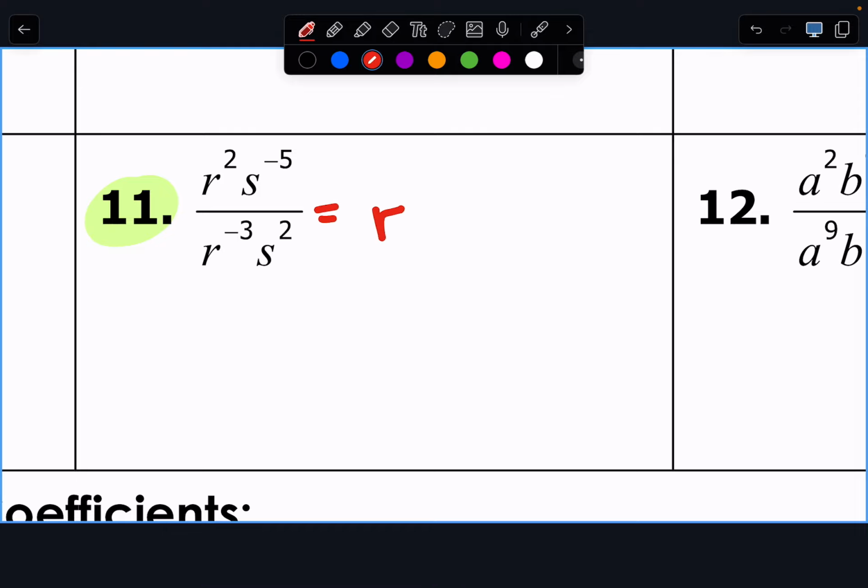Okay, with our R's, what happens when we take 2 minus negative 3? It would be positive 5. When we subtract, we're adding the opposite. If you need a calculator to help you out, remember, you have access to a calculator. Now, what happens when we take negative 5 minus 2 with our S's? We get negative 7.